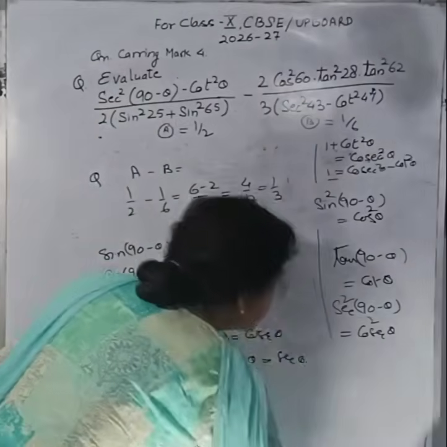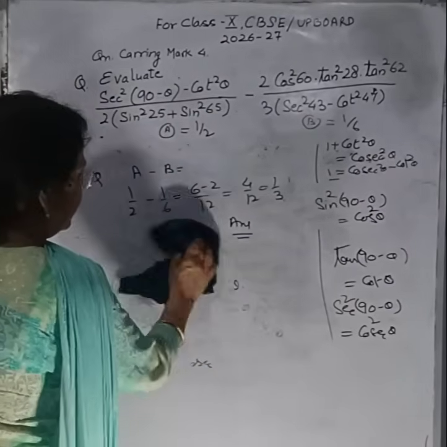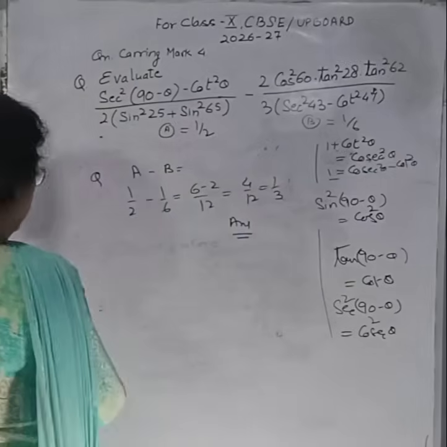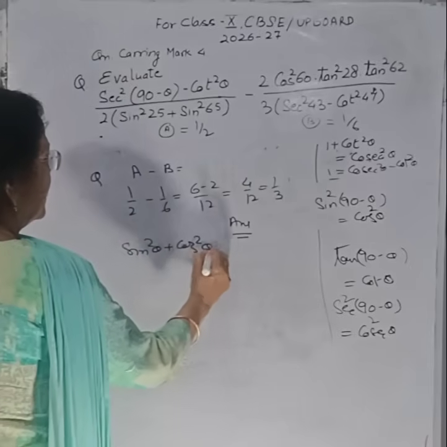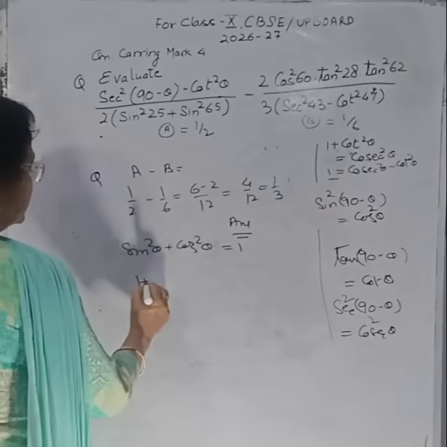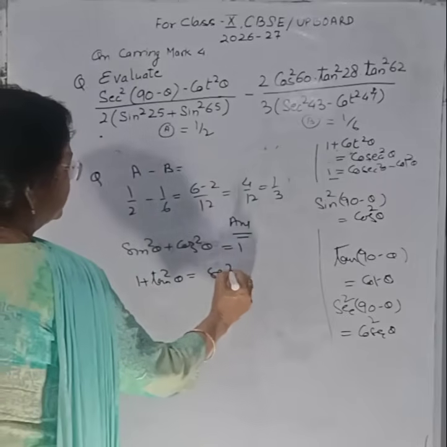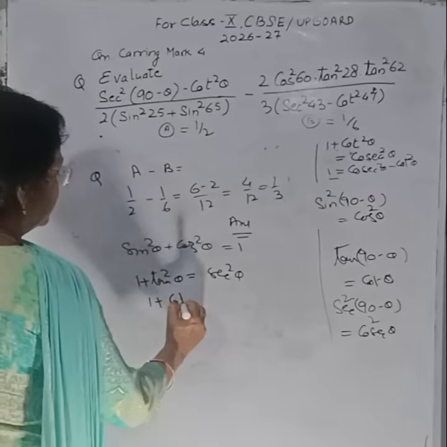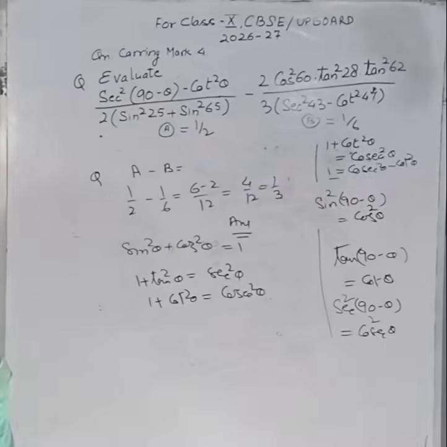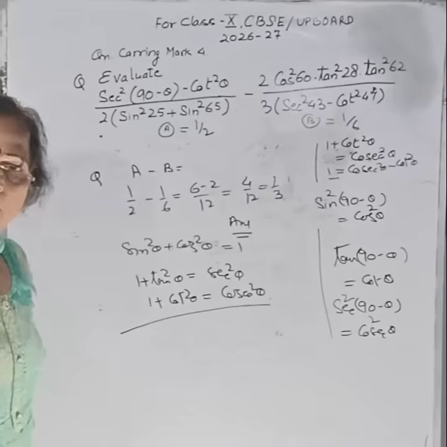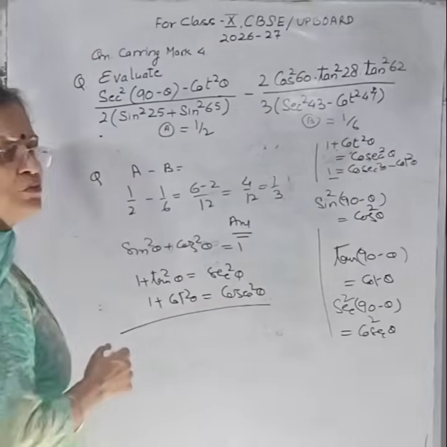And another portion which is to be used, these are the 3 identities. Sin square theta plus cos square theta is equal to 1. 1 plus tan square theta is equal to sec square theta. And 1 plus cot square theta is equal to cosec square theta. This is to be always in your mind. You can solve any type of problem if these formulas are known to us.